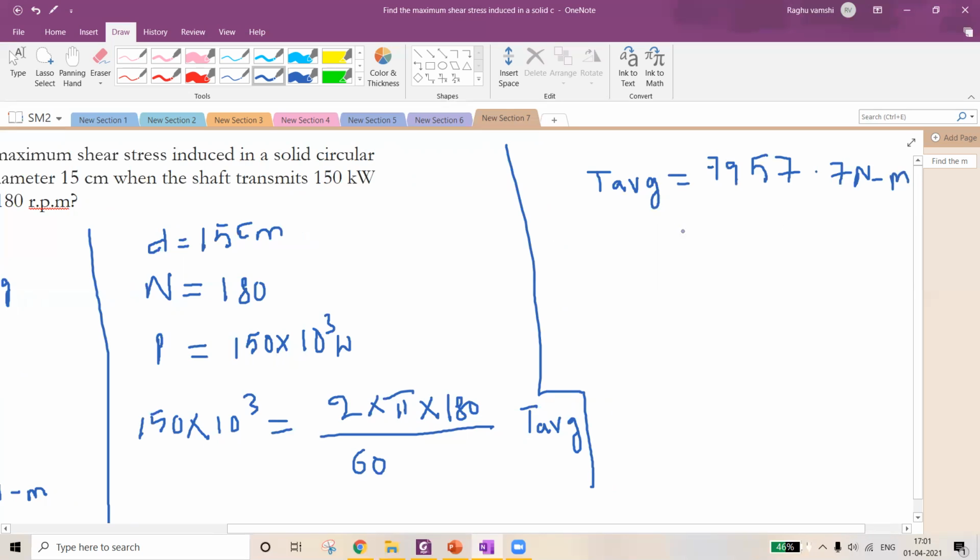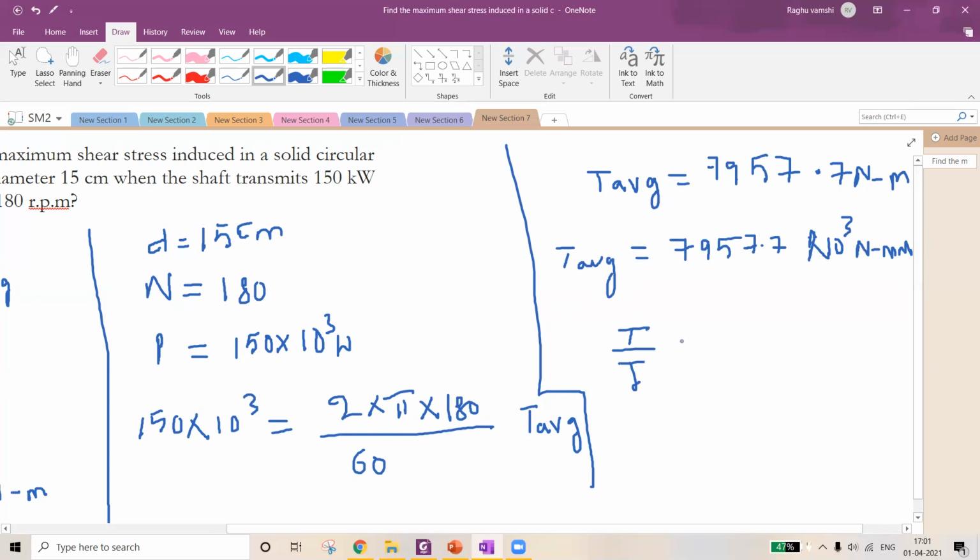Then we convert this into Newton mm by multiplying with 10 to the power of 3. So T average is 7957.7 into 10 to the power of 3 Newton mm.